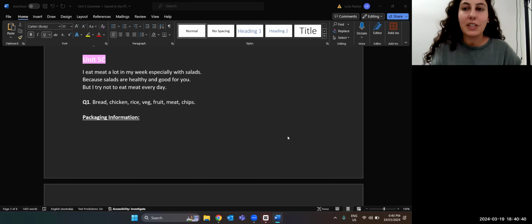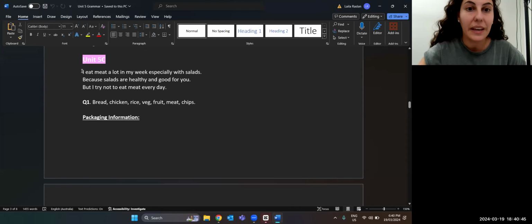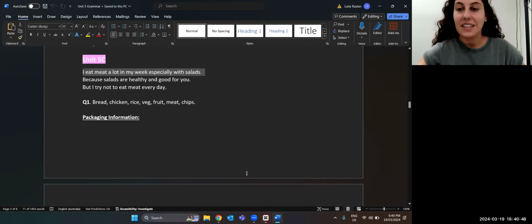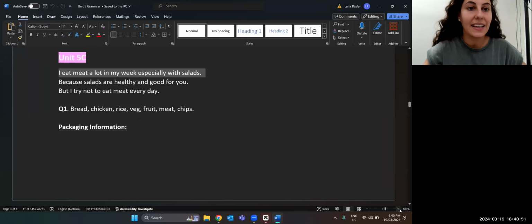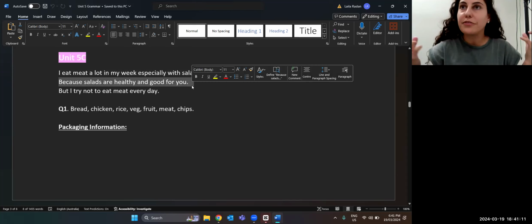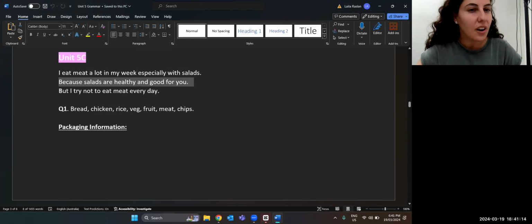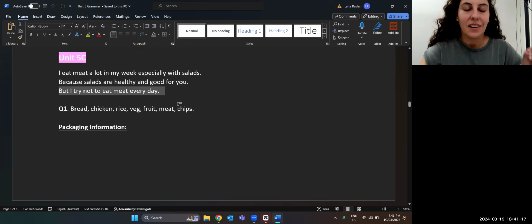So when we talk about what we enjoy eating, we can say something like, I eat meat a lot in my week, especially with salads. So that's true for me because I do like meat. So I eat a lot of meat. Maybe it's a hamburger or just a steak. And especially with salads because I love fresh salads. Salads with cucumber, with capsicum, lots of lemon, olive oil. Why? Because salads are really healthy. I think it's fresh, it's healthy. But I try not to eat meat every day. So I love it. I eat it a lot, but not every day.